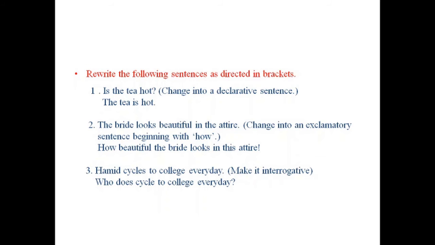Hamid cycles to college every day. This is a declarative, assertive sentence, and we are asked to make it an interrogative sentence. We get the interrogative sentence as, who does cycle to college every day? And if we answer this question, we get the answer, Hamid cycles to college every day. So this assertive sentence is the answer of the interrogative sentence, who does cycle to college every day?